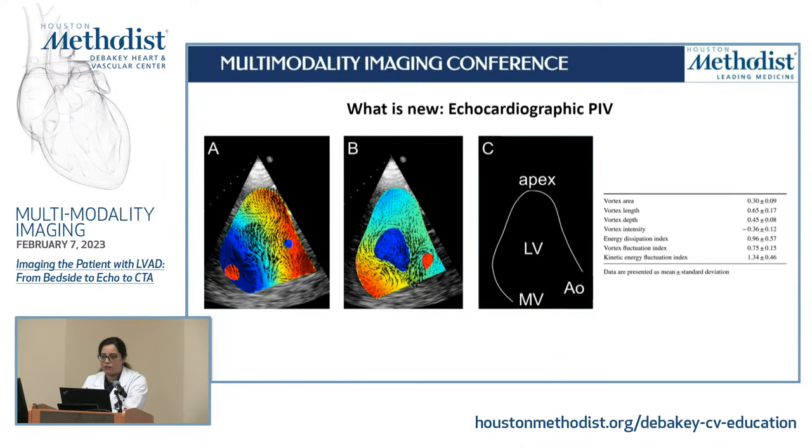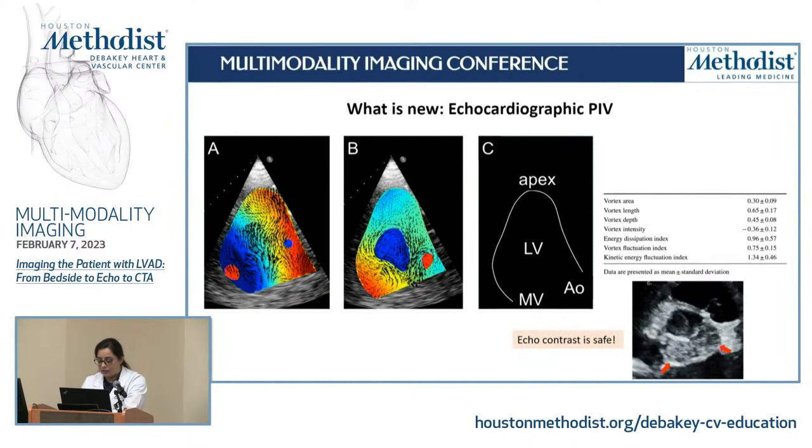Now, switching gears to what is new, as I mentioned, I was disappointed in how little literature there is on LVAD in at least the last 2 years. But there are some new technologies some people have used. This is echocardiographic PIV, where they looked at the vortices that form with LVADs. These are some of the vortex parameters in all 17 patients that they looked at. The vortex formation was very low. This is something we can probably use for RV assessment, and this is a technique that is now available to us.